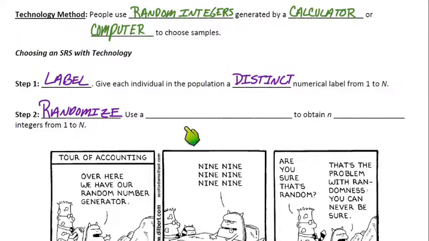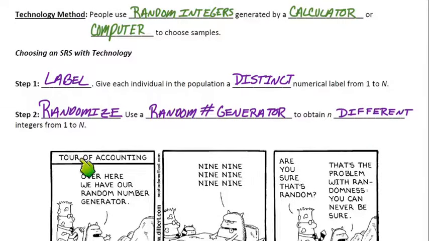let me scroll down here. You need to randomize. That's what I need to put on here next. So once everybody's labeled, step 2 is randomize. So you actually use the random number generator, the one we talked about in the calculator, math, PRB, randint. That'll generate those random numbers for you. So then you get n different integers from 1 to n. Again, if you get repeats, you either got to ignore them, or if repeats don't matter, then you can keep them and do that. And we'll talk about that in a second.